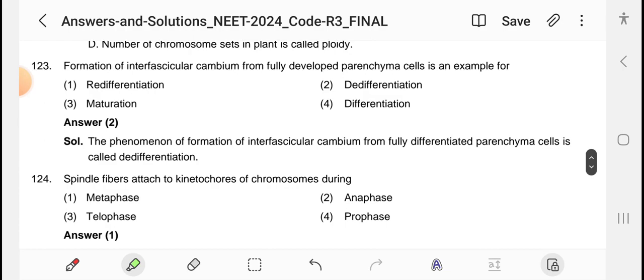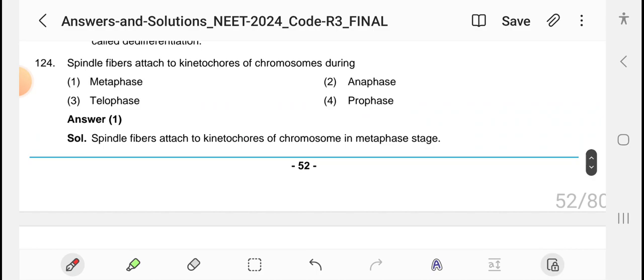Next question, formation of interfascicular cambium from fully developed parenchyma cells is an example of. Your correct option would be option number 2, dedifferentiation. Next, spindle fibers attached to kinetochores of chromosomes during, the correct option would be option number 1, metaphase.